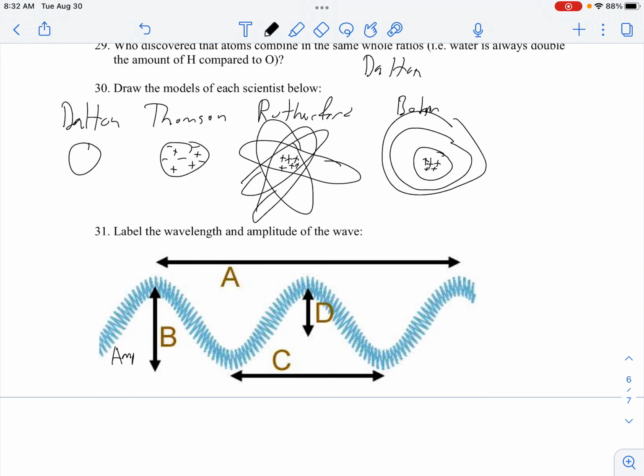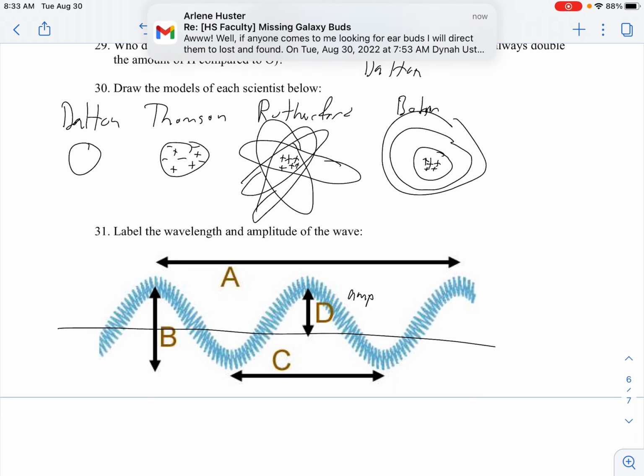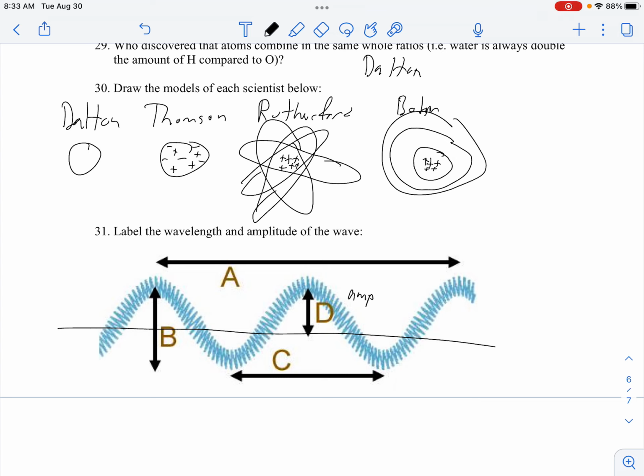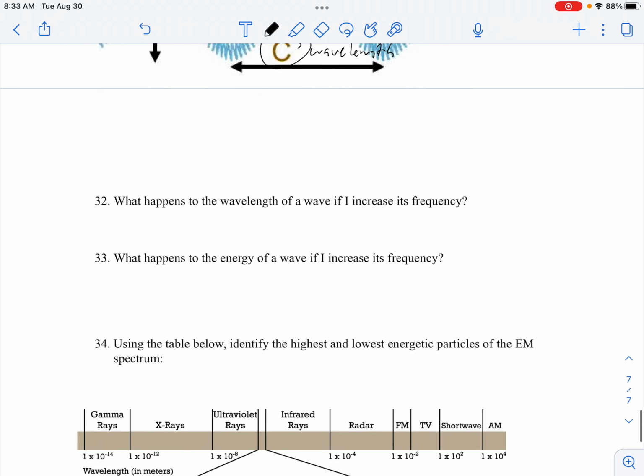Okay, amplitude is B. Actually, sorry, made a mistake, it's not B. D would be the amplitude, from the midpoint of the wave to the crest. And then A would be 2 wavelengths. C is actually the wavelength. A would be wavelength times 2. There's 2 crests. Actually 3 crests. Okay, so C and D.